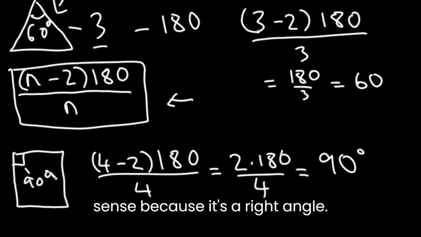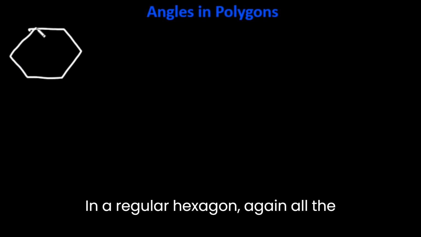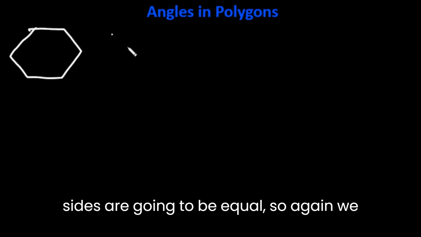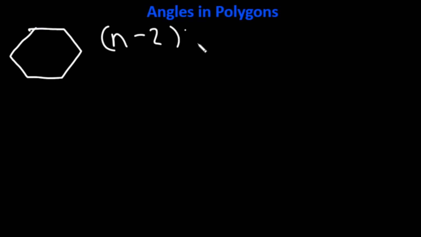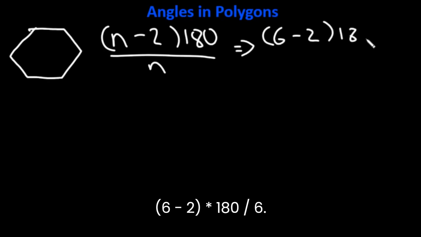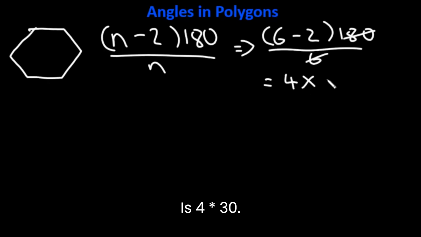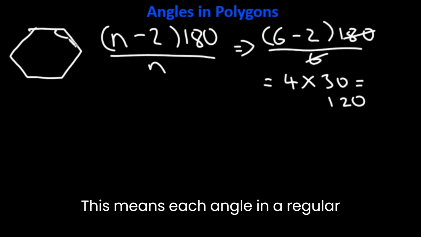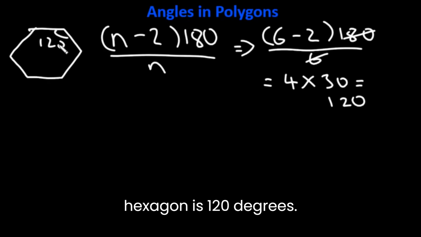And this makes sense because it's a right angle. Let's look at one more shape. Let's say we have a regular hexagon. In a regular hexagon, again, all the sides are going to be equal. So again, we can use this formula. N minus 2 times 180 over n. N is 6. 6 minus 2 times 180 divided by 6. This is 4 times 30, which is 120. This means each angle in a regular hexagon is 120 degrees.